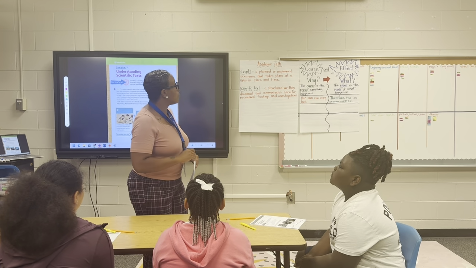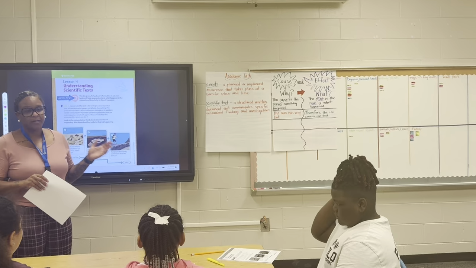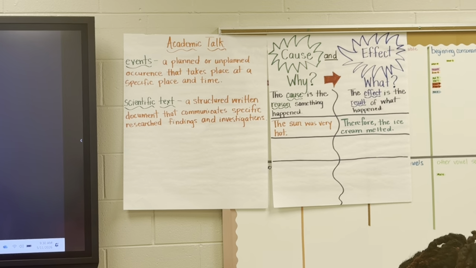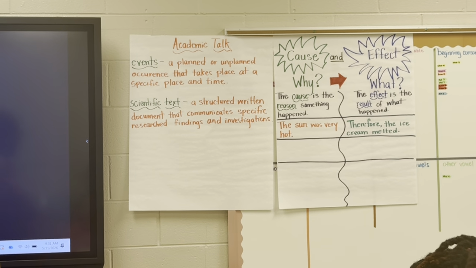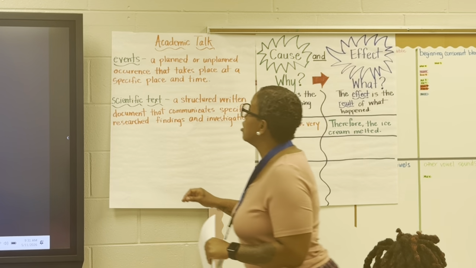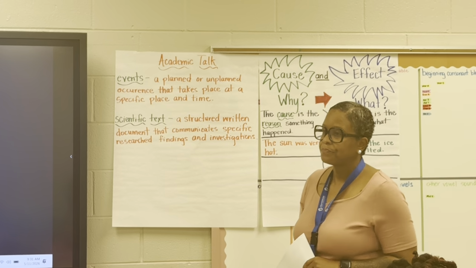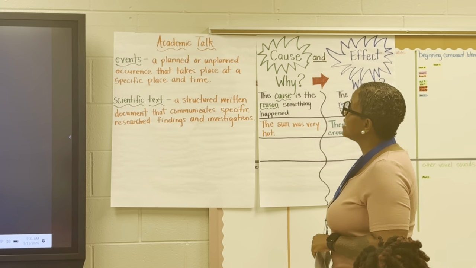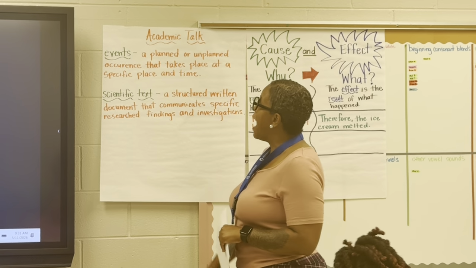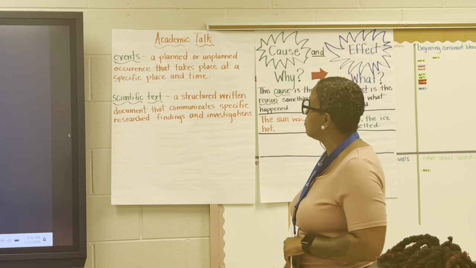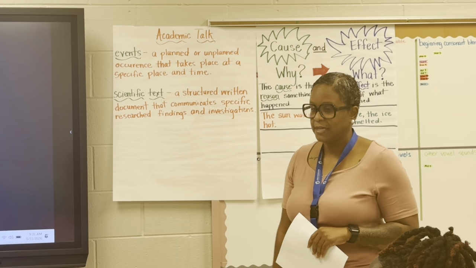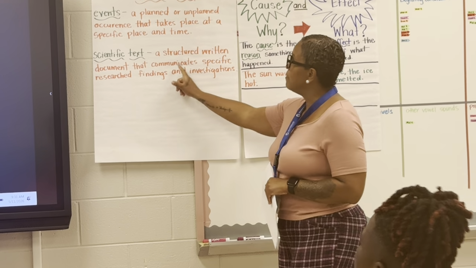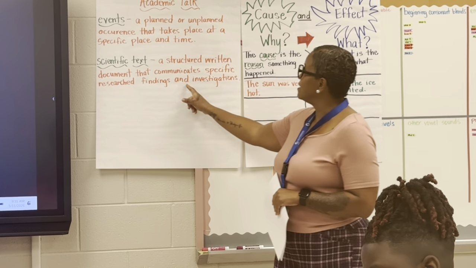Good. So what we're going to do, we're going to look at our academic talk. And our academic talk is just our vocabulary that we're going to use as we are going through this passage of understanding scientific text. So repeat after me. The word is events. Events. The definition of events is a planned or unplanned occurrence that takes place at a specific place and time. Our next academic talk vocabulary word is scientific text. What is it? Scientific text is a structured written document that communicates specific research findings and investigations.